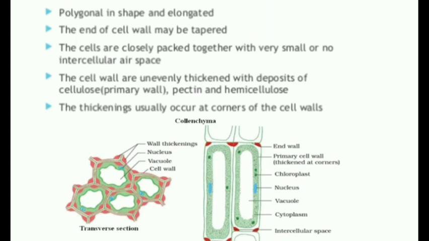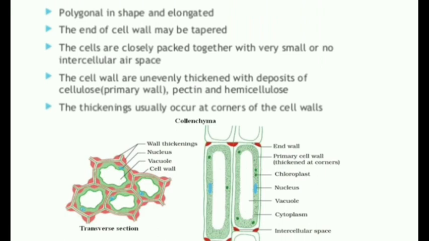The intercellular spaces are absent between the cells because of the thickenings present over the cell wall. I'll repeat the main features of the structure of collenchyma tissue for you. The cells appear to be polygonal in transverse section and elongated in longitudinal section. The end of the cell wall may be tapered. That means they are narrowing at the ends.